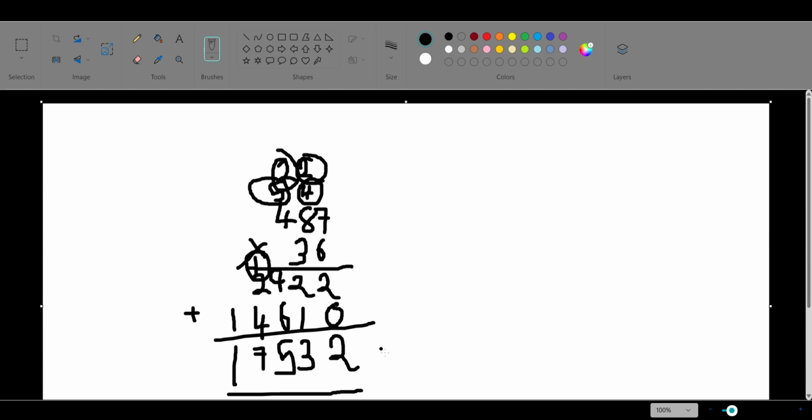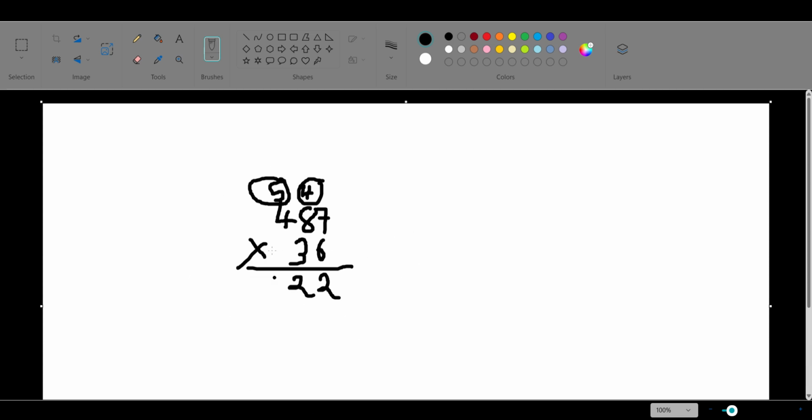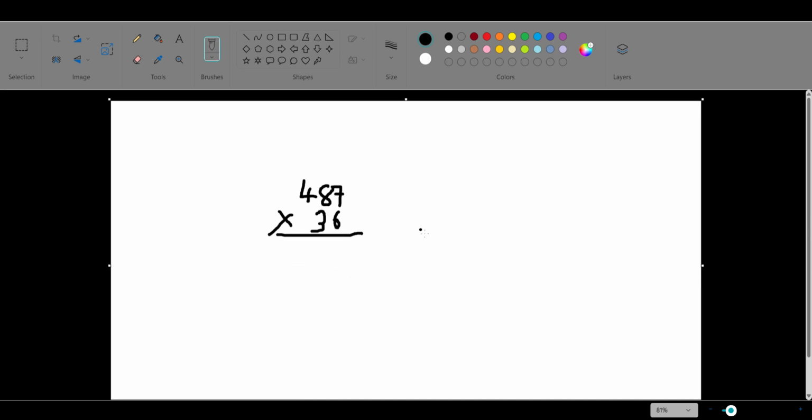This is how you do it. Not so complex, like you have to be a genius to do this. Just understand it well, and you can do it. Let's do one more sum, and this one also will be 3-digit.